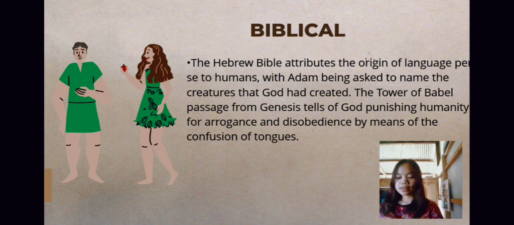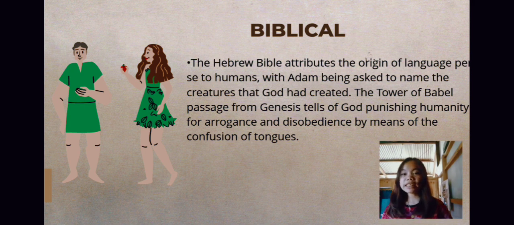So Genesis chapter 11 verse 7: "Come, let us go down and confuse their language, that they may not understand one another's speech." So the Tower of Babel tells a story of Noah's descendants, whereas those people share a common or one language. They settled in a plain in the land of Shinar, and they started to build a city and a tower that could reach the sky.